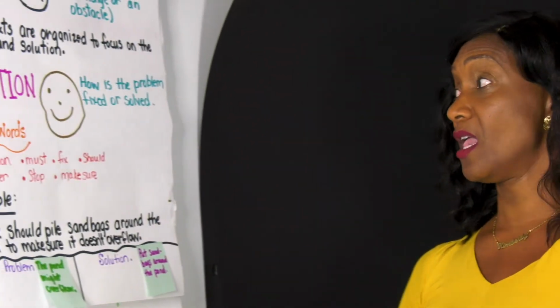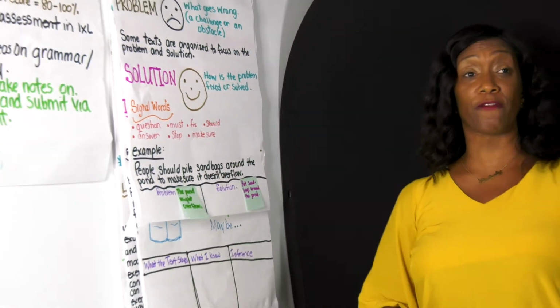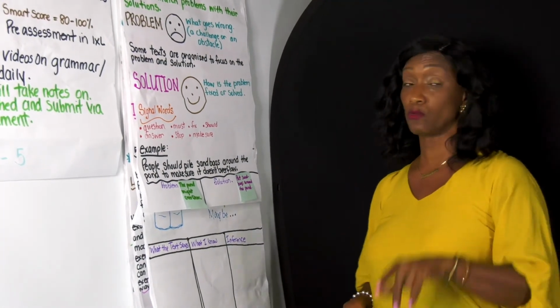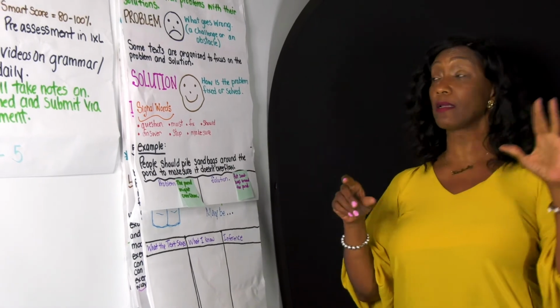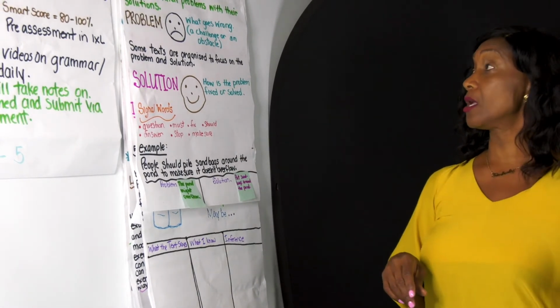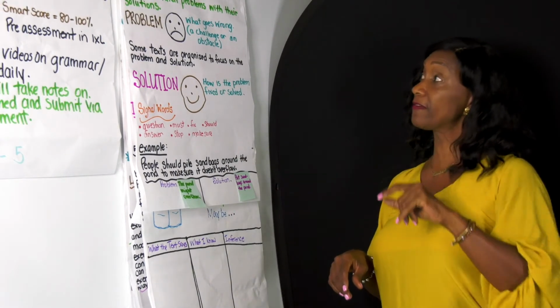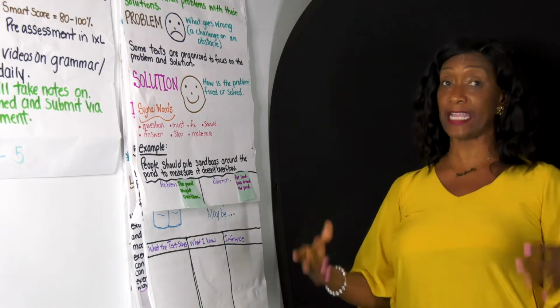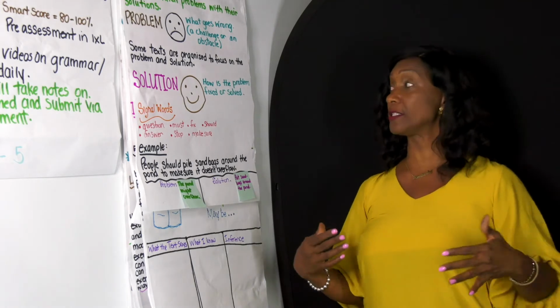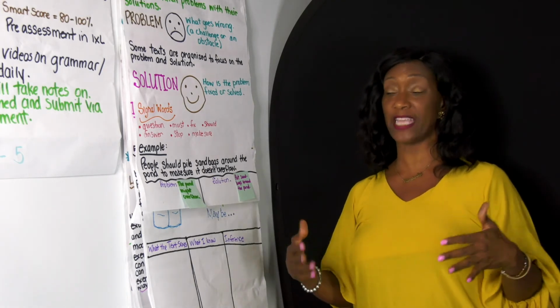So the problem is when something goes wrong, we have a challenge. The solution is how we're going to fix the challenge. And that's what we're going to look at today. At the end of this objective, as I told you, I want you to be able to identify a problem and identify a solution in reading your text.